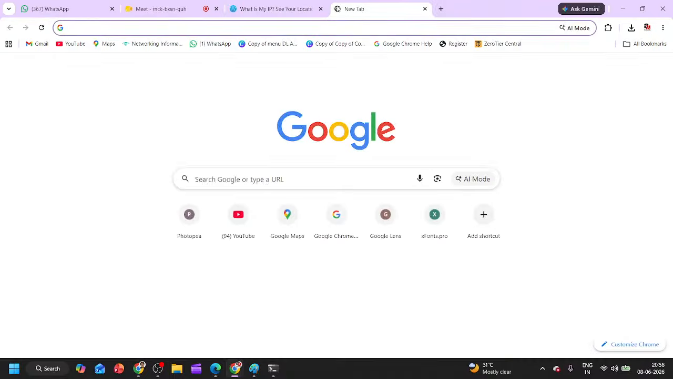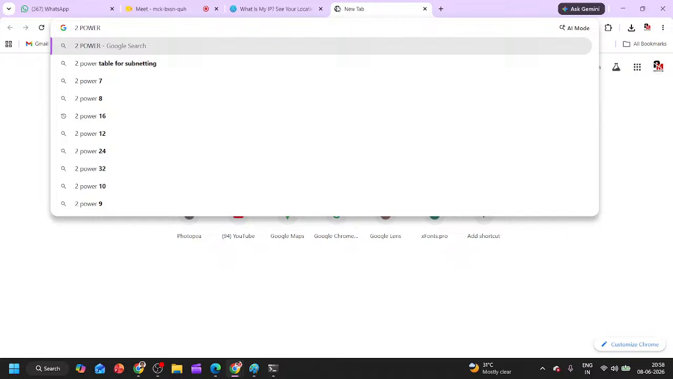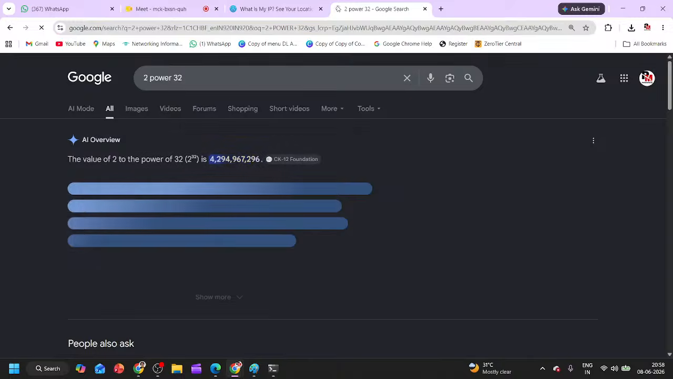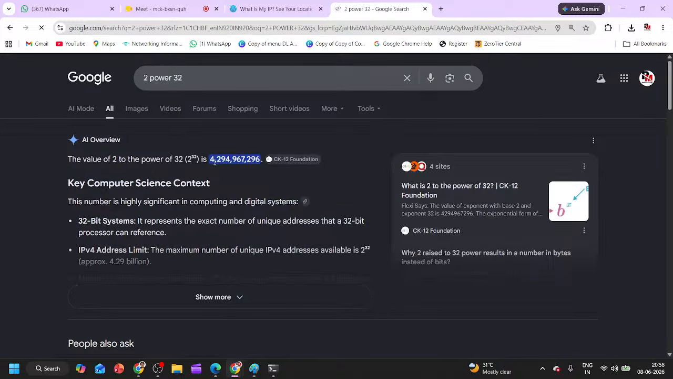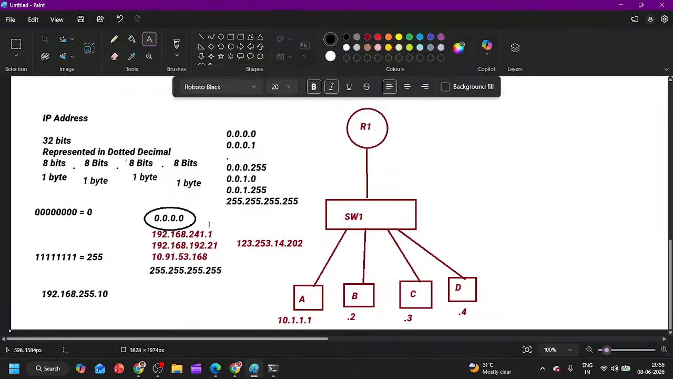What is 2 power 32? Around 4 billion, sorry, 4.29 billion. If you are thinking this is a huge number, Praphul, no sir. We have a shortage of IPv4 addresses. This is the reason why we came up with IPv6.